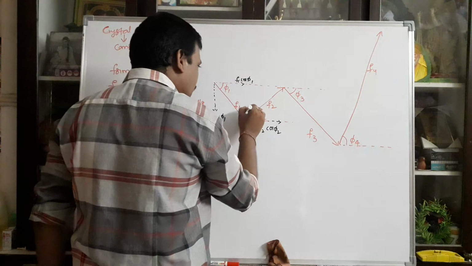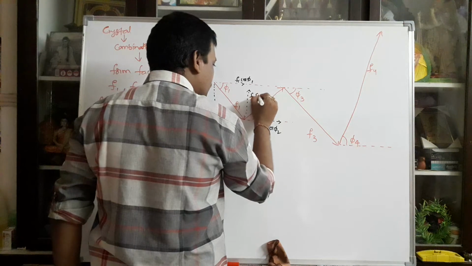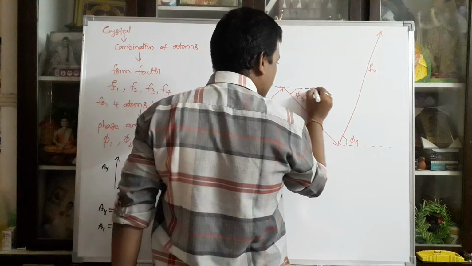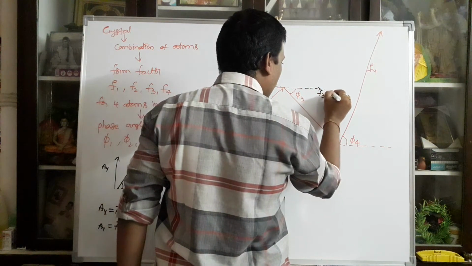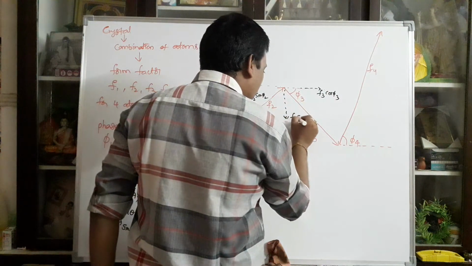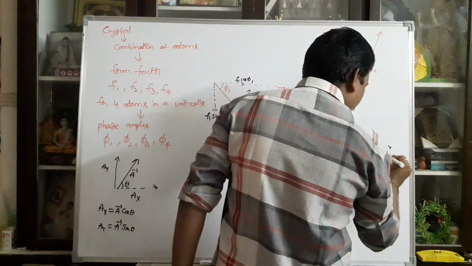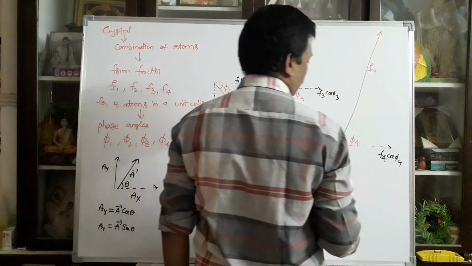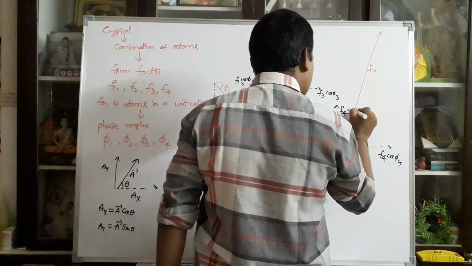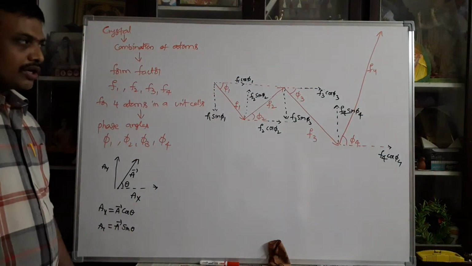In this direction, this is f2 sin phi 2. Next, f3. In this direction, f3 cos phi 3. This direction, f3 sin phi 3. f4. This direction, f4 cos phi 4. In the vertical direction, this direction, f4 sin phi 4. These are the resolution of vectors, particularly form factors.